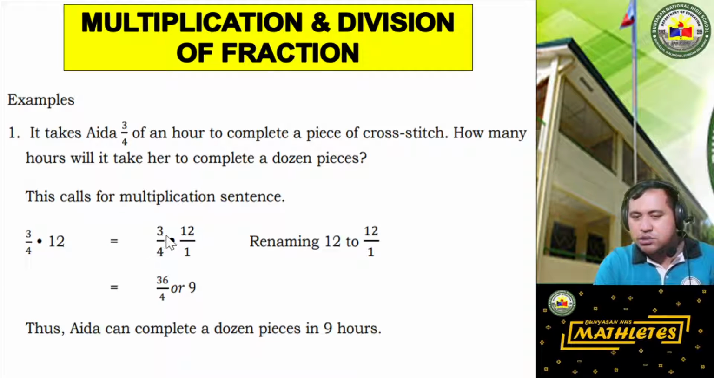So that is equal to 3/4 times 12 over 1. Bakit may 1, sir? Every whole number is understood to have a denominator of 1. So that is renaming 12 to 12 over 1. So that makes 3 times 12, that is 36. 4 times 1 is 4. So simplest form is 36 divided by 4 is 9. So thus, Aida can complete a dozen pieces in 9 hours.